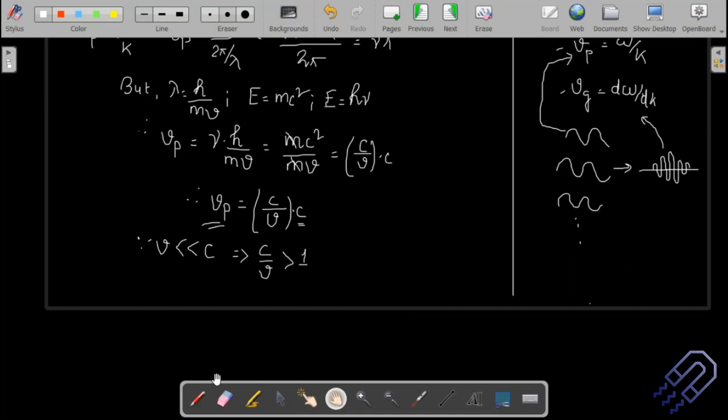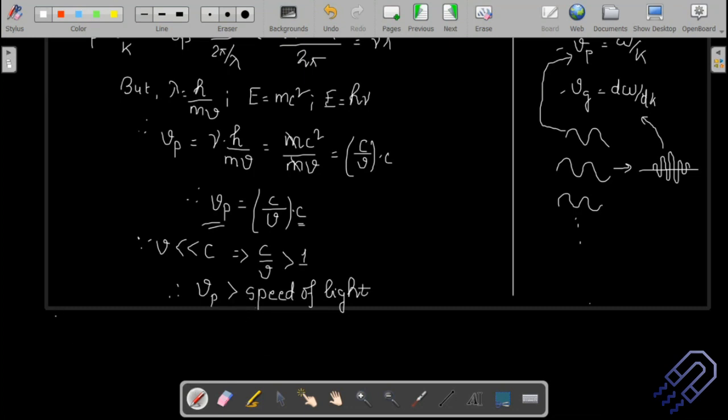So that means therefore Vp, which is the speed of the phase of the wave, is greater than the speed of light. So this is the proof. You have to remember this and do the proof. That's important here. This is a question which might be asked.